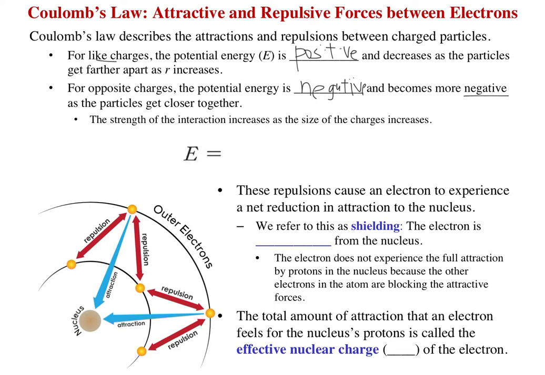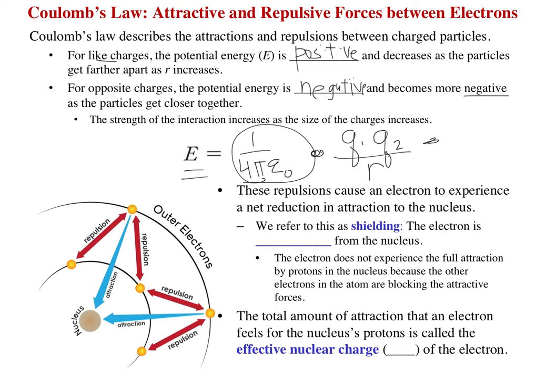So the energy relationship is going to be equal to 1 over 4 pi epsilon naught. You don't need to know this. This is just some kind of constant, times the charge of one of the particles times the charge of the other one, divided by the radius. This is an important equation. We're going to see it a lot. It's not going away. And so basically, as our charges get bigger or our radius gets smaller, this energy is going to get bigger.